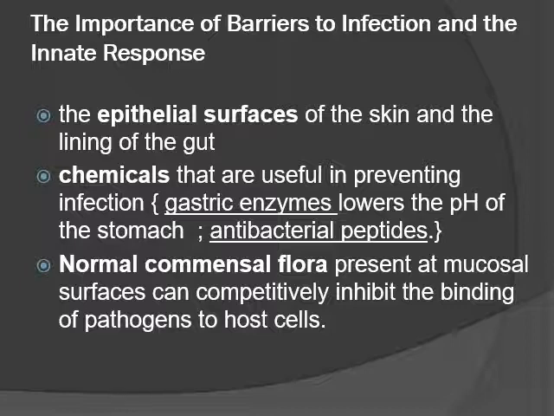In addition, the epithelia produce chemicals that are useful in preventing infection. The secretion of gastric enzymes by specialized epithelial cells, the lower pH of the stomach and upper gastrointestinal tract, and other specialized cells in the gut produce antibacterial peptides. All of these you have already learned about and know.